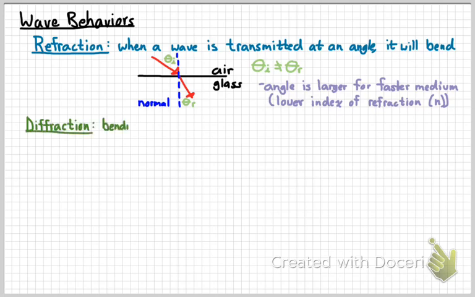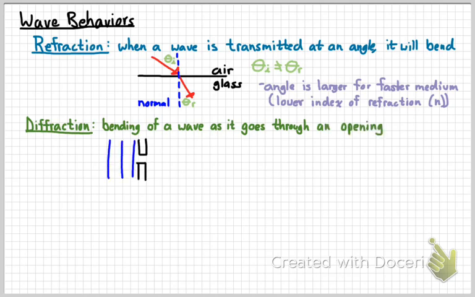The second wave behavior, the other way to bend a wave, is called diffraction. It's the bending of a wave as it goes through the opening in a barrier. So here are some water waves going to the opening in a barrier. As they go through, they're going to be bent into kind of like a circular pattern. A good example of this is sound diffracting through an open door. When somebody is talking in the hallway and the door is open, you can hear them even though you can't see them because the sound will diffract through that open doorway.